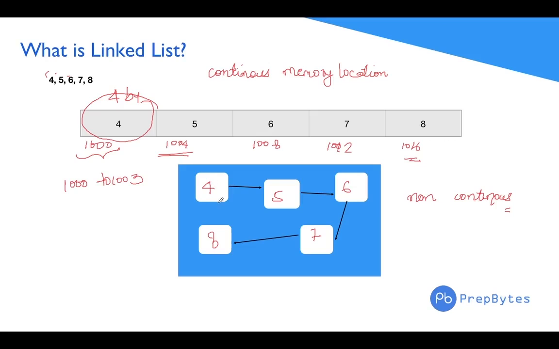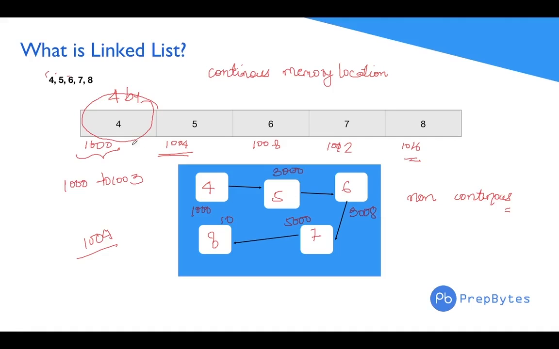But in linked list, it may happen that 4 is at address 1000, this is at address 3000, this is at address, let's say, 3008, this is at address 5000, and this is at address 10. So it's not continuous, right? The next address to 1000 is 1004, where the element could have been stored, but it's not stored in the next memory location. It is getting stored somewhere else in the memory. So the major difference is that an array has continuous memory location, while a linked list does not.